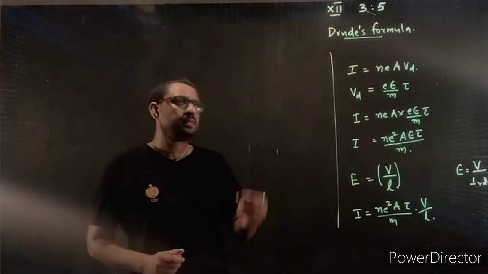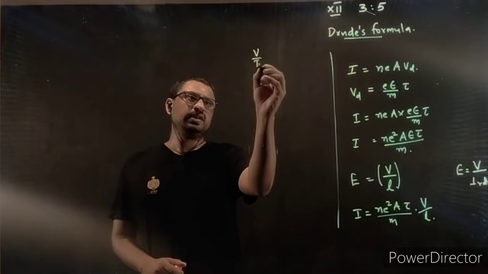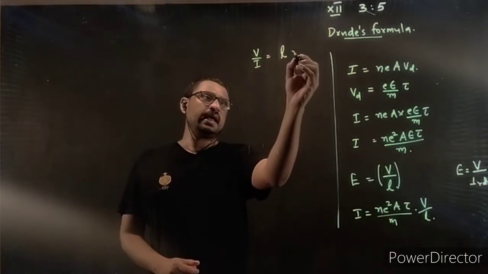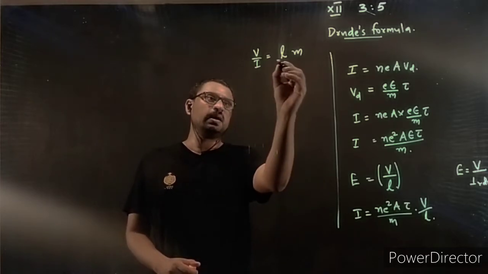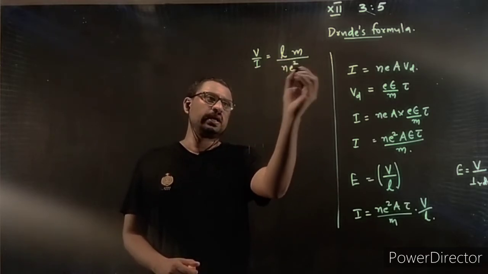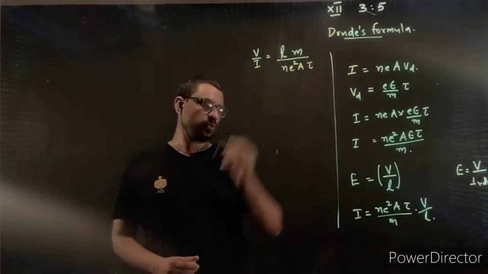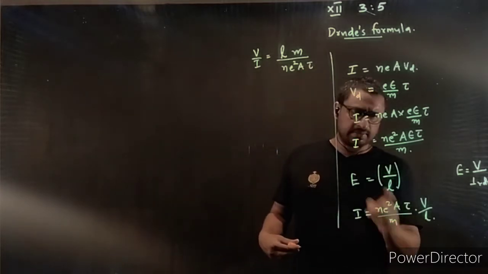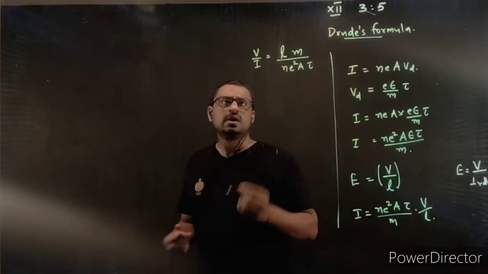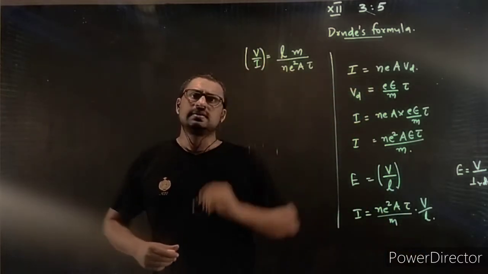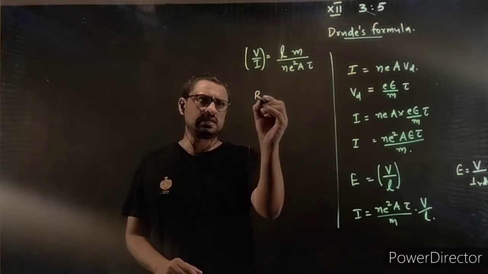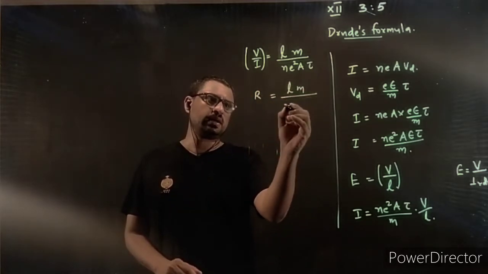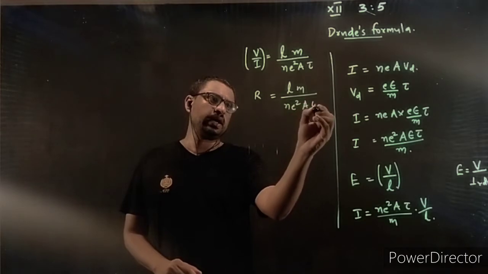Now, what is V by I? V by I will be Lm, isn't it, divided by Ne square A tau. So simple. V by I equal to Lm divided by Ne square A tau. And you know what V by I is? V by I is nothing but the resistance. So R is equal to Lm divided by Ne square A tau.